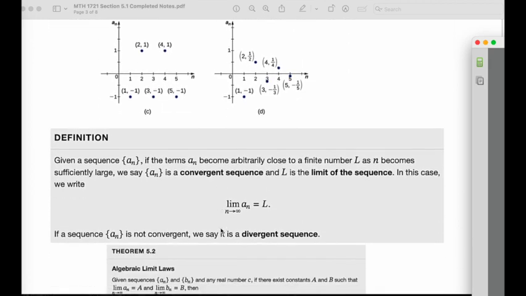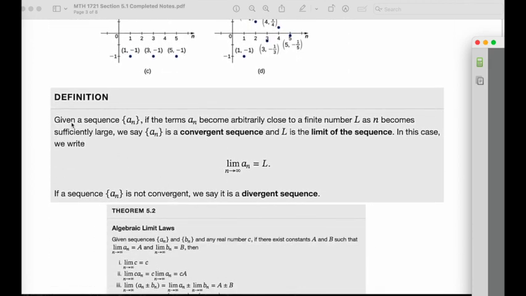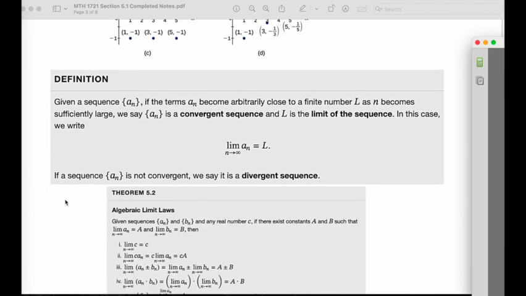Now, the official definition of a sequence given by the book says, given a sequence a_n, if the terms a_n become arbitrarily close to a finite number L as n becomes sufficiently large, we say that a_n is a convergent sequence, meaning if it has a limit, it converges. L is the limit of the sequence in this case. If the sequence is not convergent, then we say it's divergent.